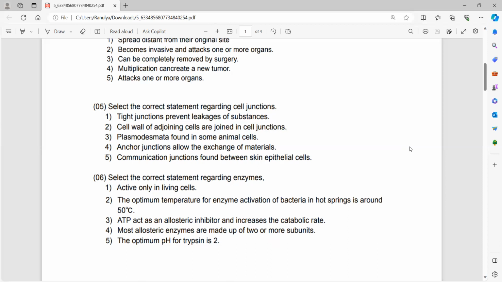Now here, tight junctions prevent leakage of substances. So obviously that is the correct statement. Let's look at the second statement. Cell walls of adjoining cells are joined in cell junctions.